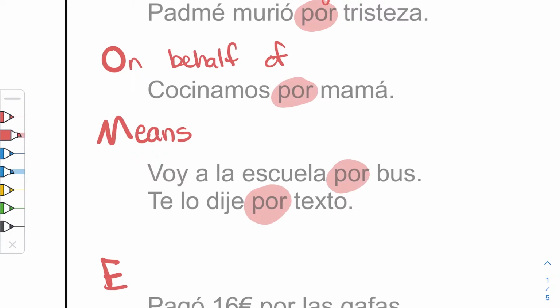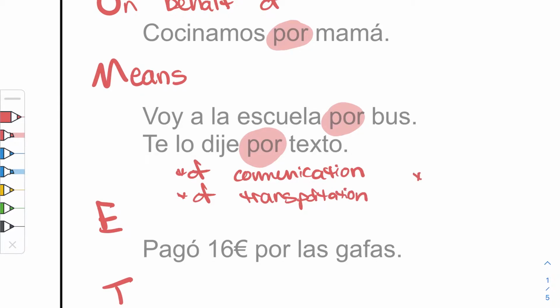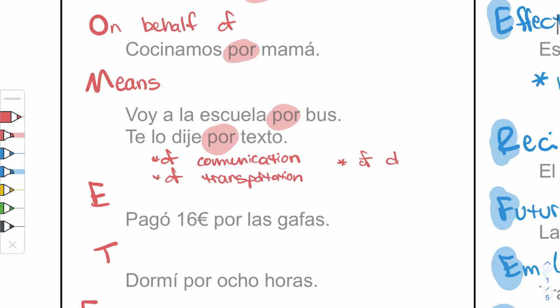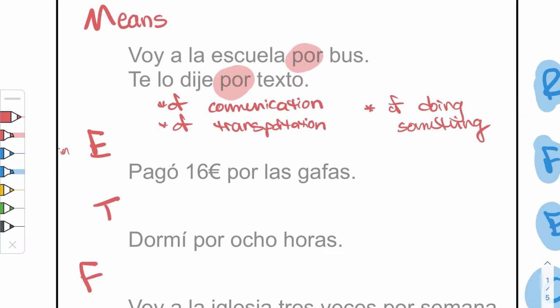I told you with a means, like this is a means of communication. The first one was a means of transportation. You can also have a means of doing something. Like that. E stands for in exchange. Exchange for. This is usually like a currency thing. It's like pagué 16 euros por las gafas. I paid 16 euros for the glasses, the sunglasses.